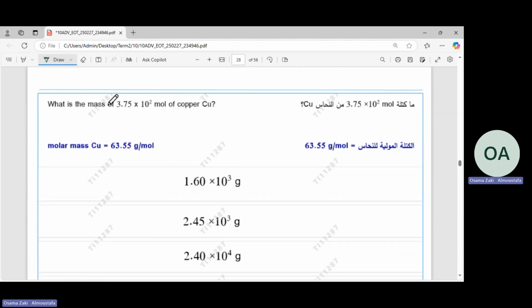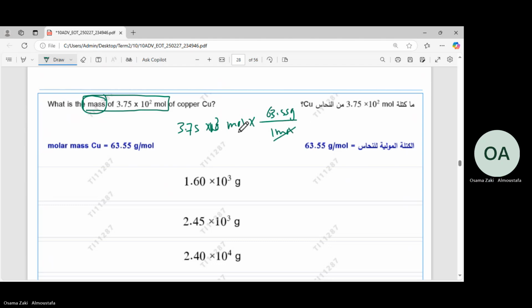Here, what's the mass of this? We need to convert from mole to mass. So 3.75 times 10 to the power 2 moles multiplied by the molar mass, which is given, 63.55 grams over 1 mole. Then you can get the answer.